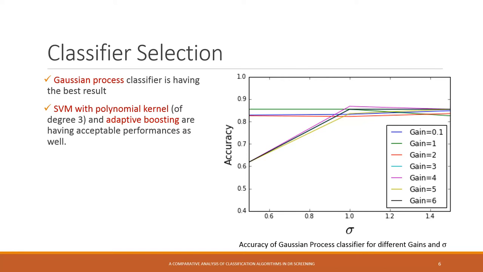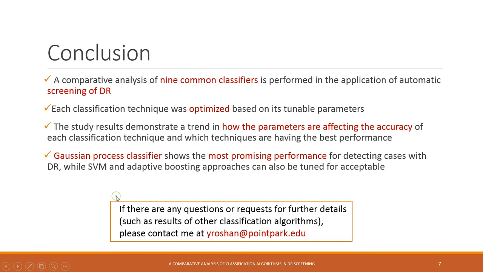In the graph, you can see the change in the Gaussian process classifier result by introducing variations in the tunable parameters. So overall, in this paper, a comparative analysis of 9 common classifiers is performed in the application of automatic screening of diabetic retinopathy. Each classifier was optimized and the effect of tunable parameters on the classifier performance is demonstrated. Overall, Gaussian process shows the most promising performance.